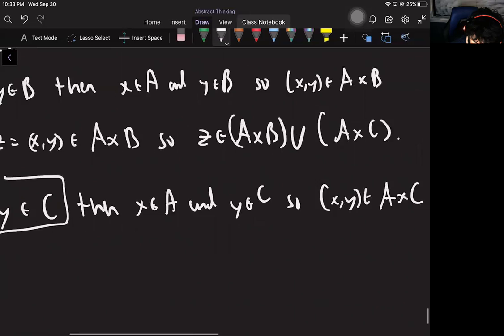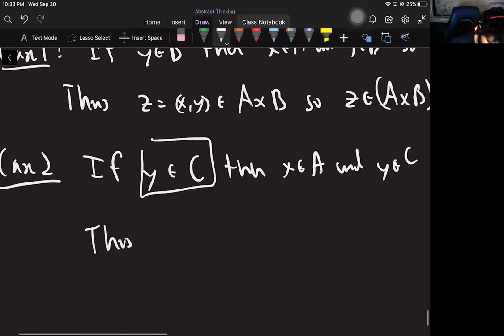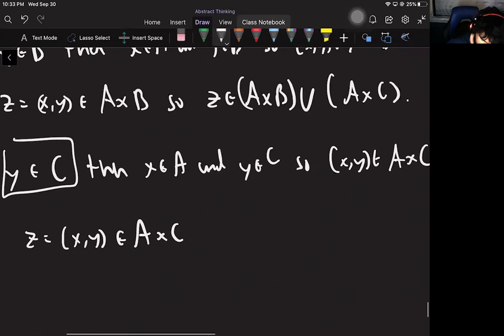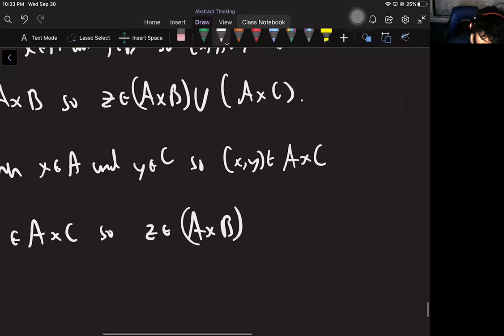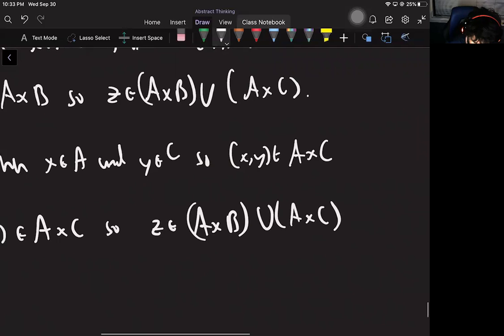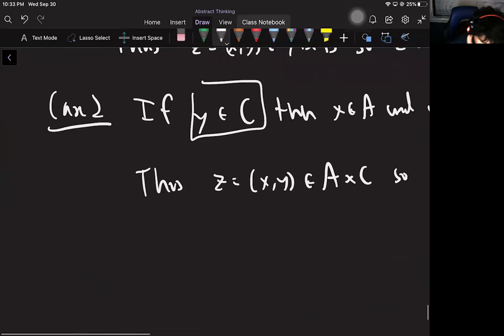Okay, so anyway, the coordinate is in A cross C and everything works exactly the same. So thus, Z, the thing I was originally looking at, is in A cross C, but that means it's in this union again because although it's not in the first piece necessarily, it is in the second piece. And that's enough to be in the union, so we're done. This covers all the cases.